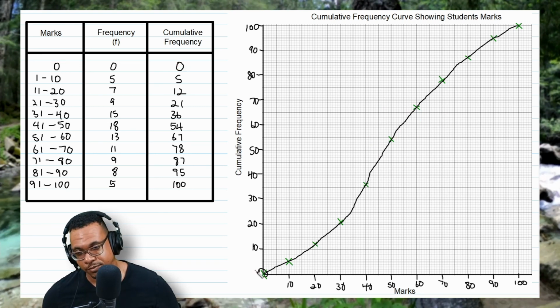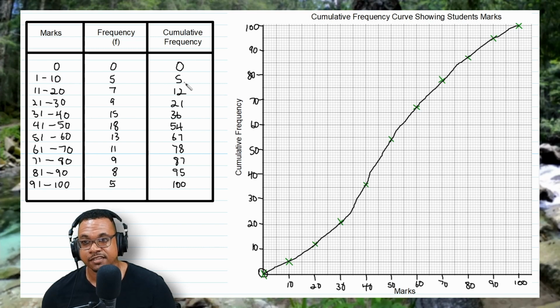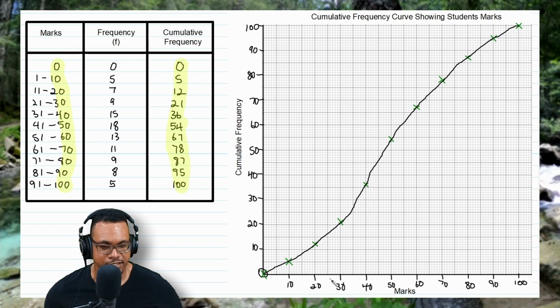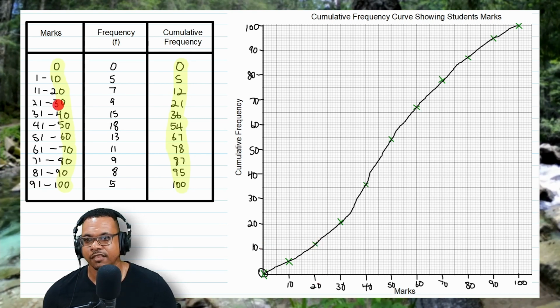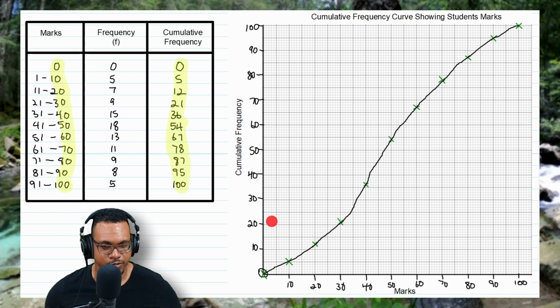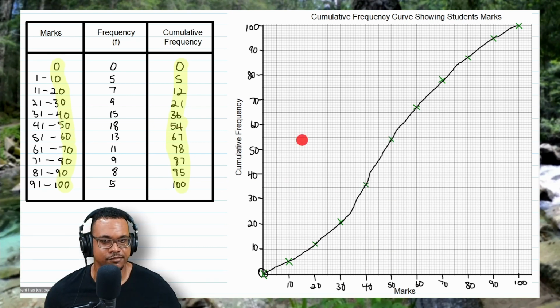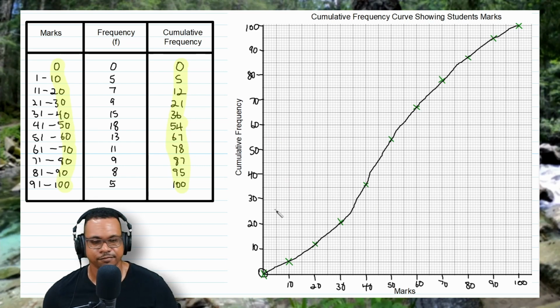0, cumulative frequency is 0, so we have that here. Upper class limit of 10, the cumulative frequency is 5, so 10 go all the way up to 5. And I'll just highlight these upper class limits. So we plot the upper class limits with the cumulative frequency. So we have 20 with 12, that's why we have 20 here going up to 12 here. 30 with 21, so 30 here going up to 21 here. 40 with 36, so 40 going all the way up to 36. 50 with 54. 60 with 67, and so on. And that will bring us to the end of this video.